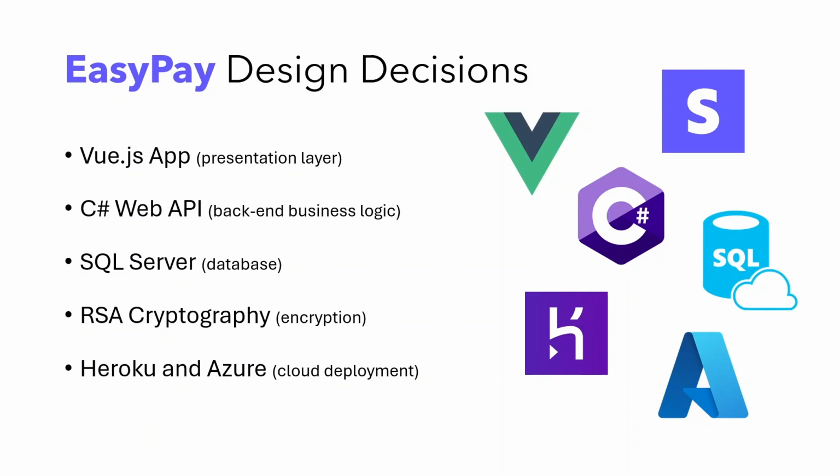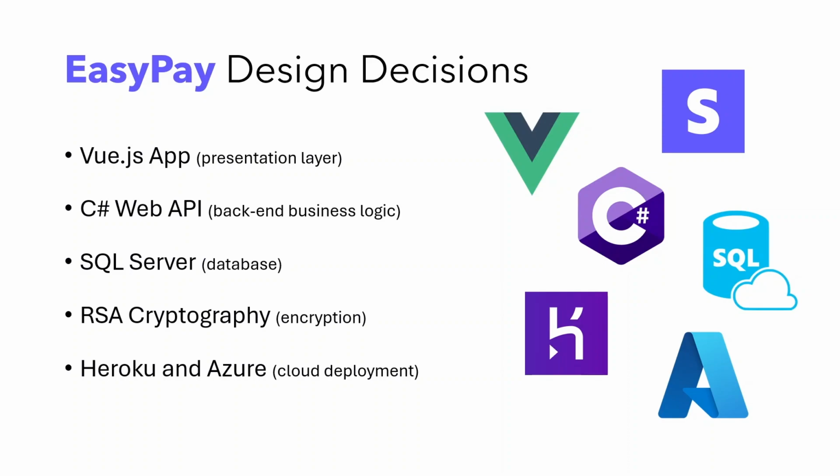For the SQL Server, that is our primary database. It is available in the Azure cloud, which is one of the locations for our deployment of our C# API. And we have the Heroku cloud deployment for our Vue app. Heroku was chosen because I just found some information online on how to deploy it, since I wasn't sure how to.